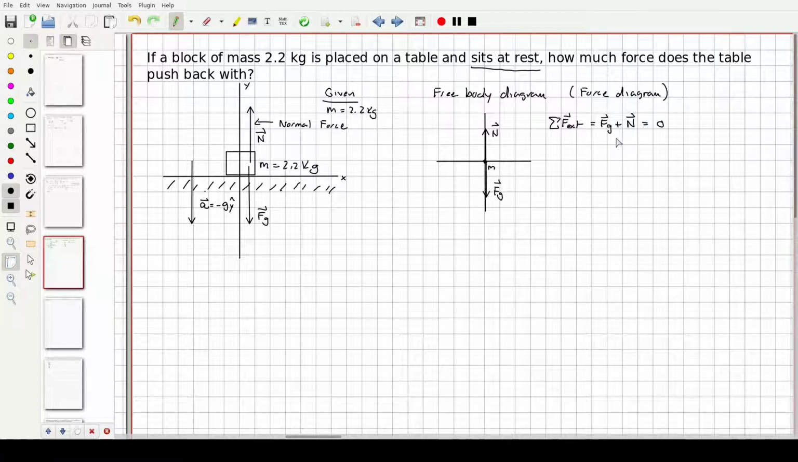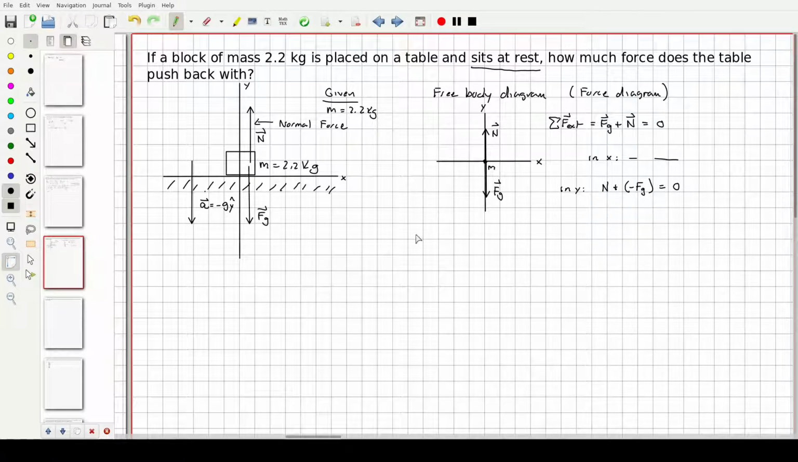Now, that said, if you think of this as the y-axis and this is the x-axis, none of these forces have any part of them that lie along x. However, in the y direction, they do. I see, for example, that the normal force points along the positive y direction. I also see that the gravitational force points along the negative y direction. When you add these up, you get zero.